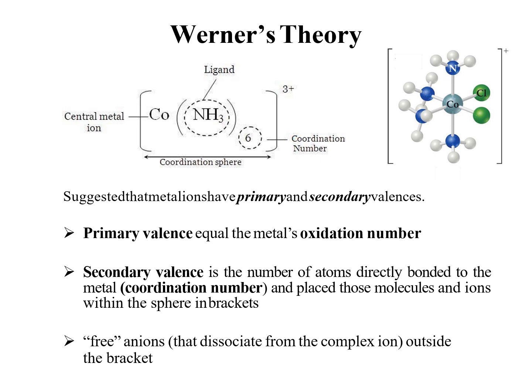Secondary valency: when a metal atom or cation expands towards neutral molecules or negative groups in the formation of its complex ion. Every metal cation has a fixed number of secondary valencies. So secondary valency is the number of atoms directly bonded to the metal. The coordination number places those molecules and ions within the sphere in brackets. Free anions that dissociate from the complex ion are outside the bracket.